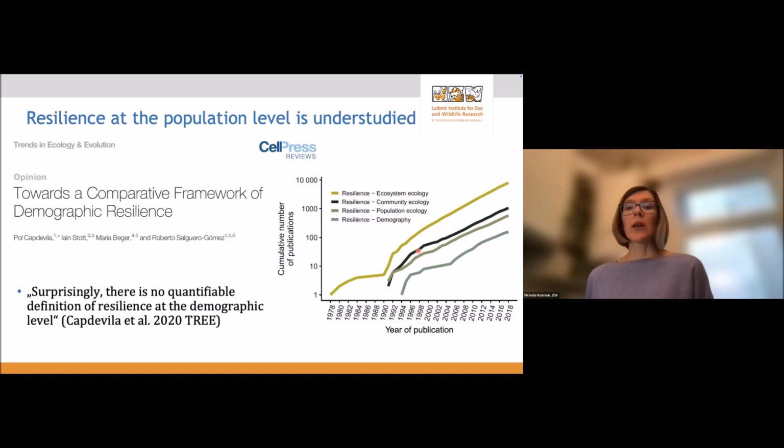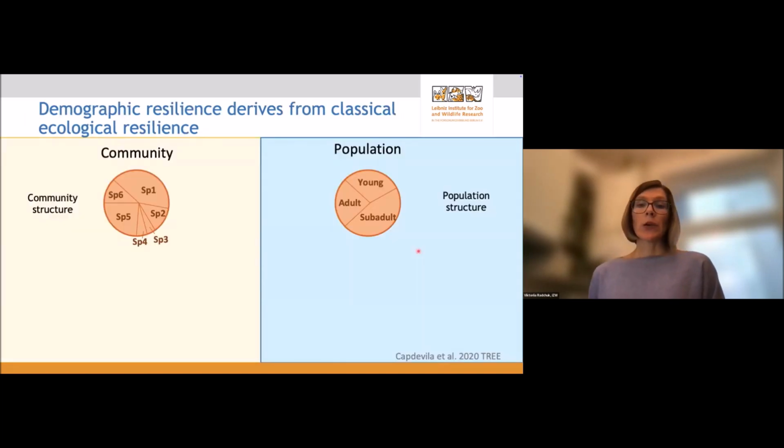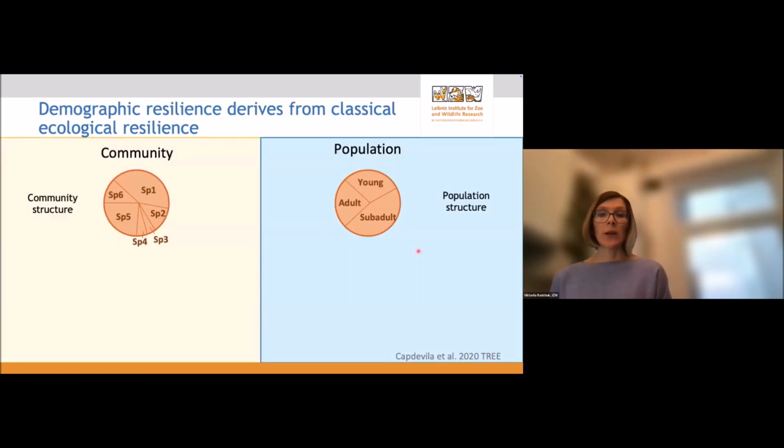And to do that, they introduced the concept of demographic resilience and the framework for quantifying it. This framework relies on the application of transient analysis to matrix population models in order to derive a set of resilience metrics. And this study was inspired by their finding that ecological resilience so far has been mainly studied at the community level, in community ecology and in ecosystem ecology, and it was much less investigated in the field of population ecology. So the concept of demographic resilience, as proposed by Capdevila and colleagues, derives from classical ecological resilience.